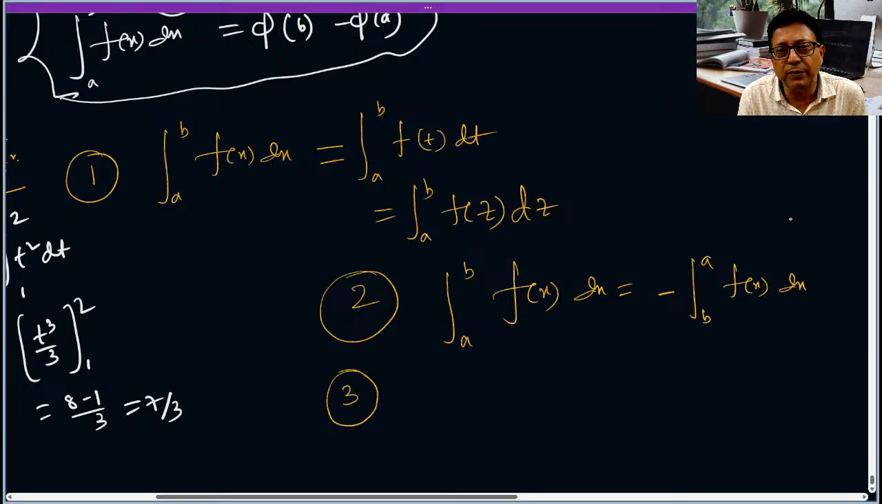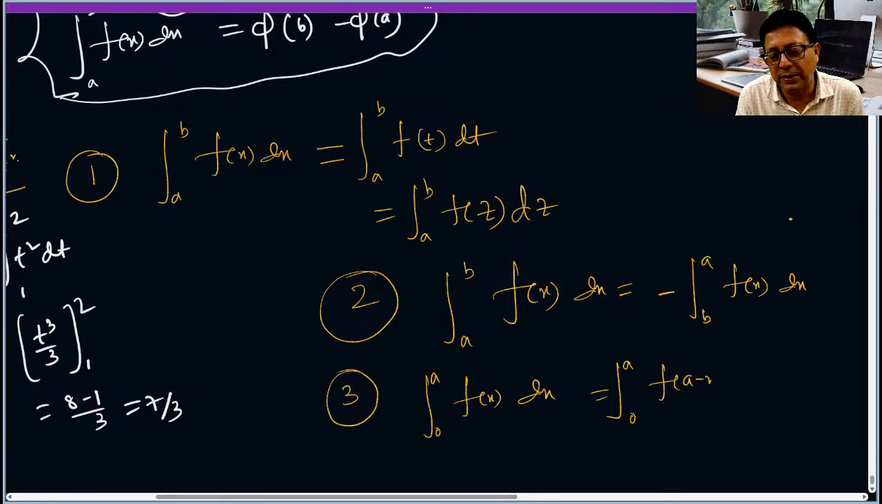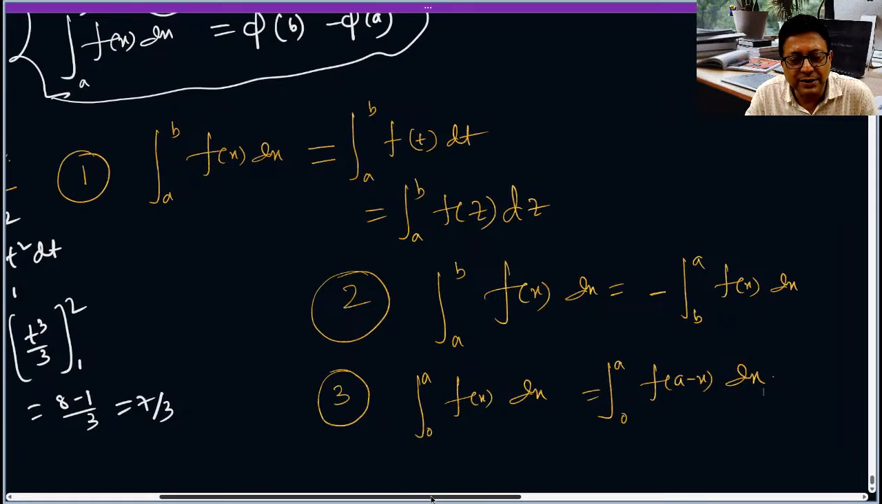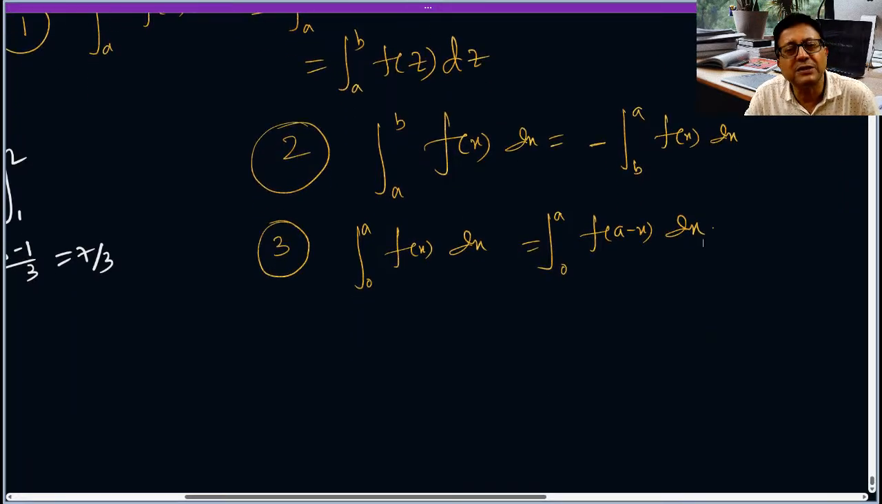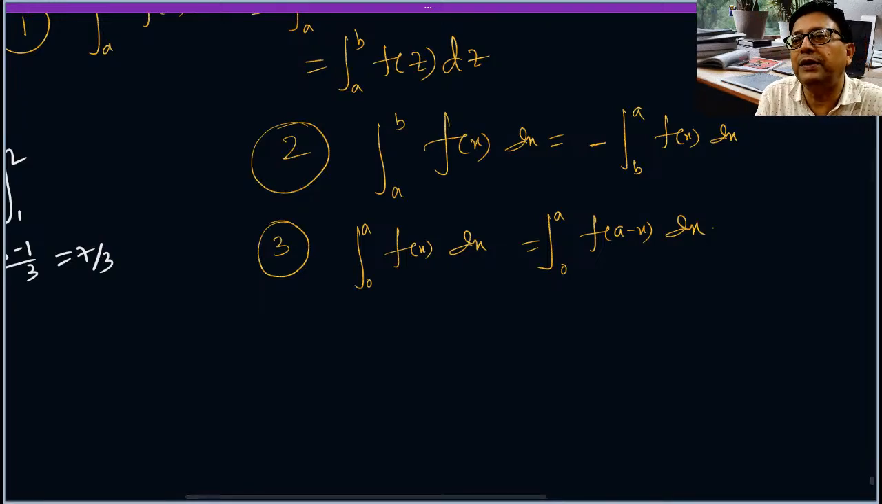What is number 3? It is very important, probably the most important property here. Integral 0 to a f(x) dx equals integral 0 to a f(a minus x) dx. I will show you the proof how to get it. But I hope number 1 and number 2 you understand. So number 3 can be done easily. Now, giving you the proof here. Proof of number 3.